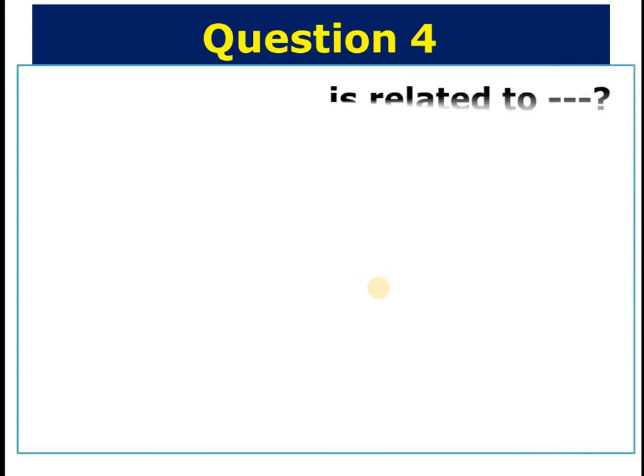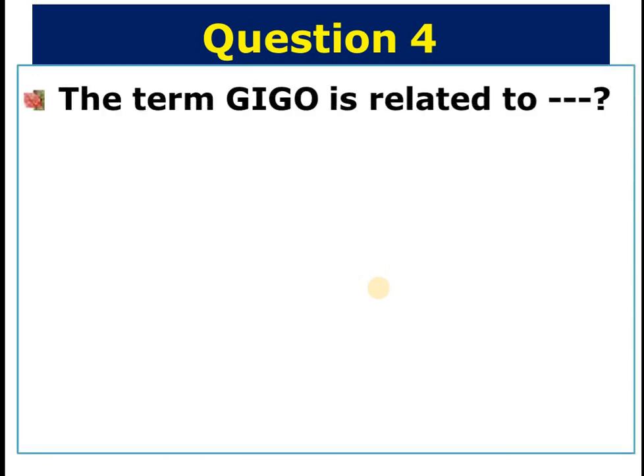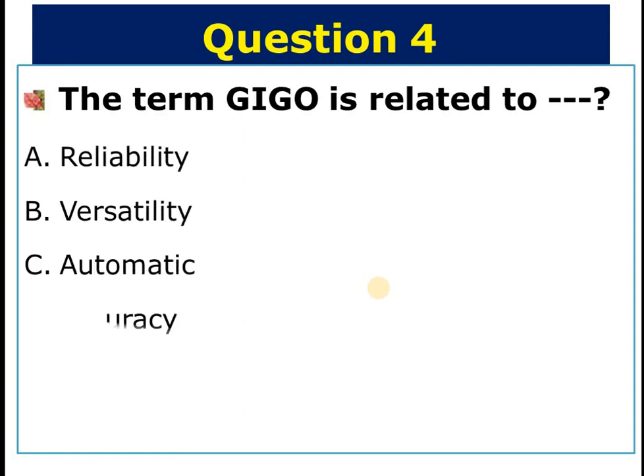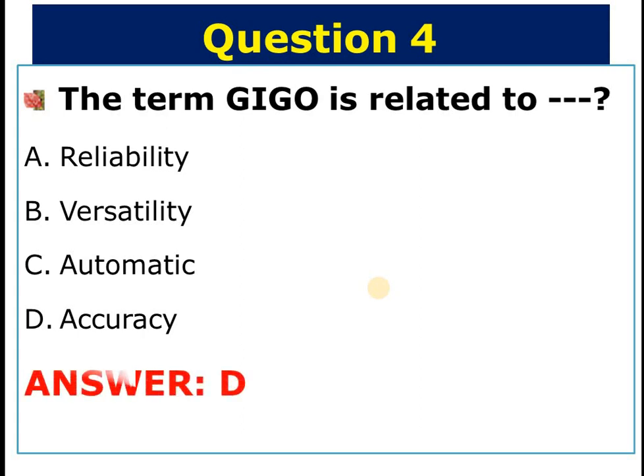Question number 4. Question number 4 is related to question number 3. The term GIGO is related to A. Reliability, B. Versatility, C. Automatic, D. Accuracy. The answer is choice D. This GIGO term is related to accuracy of the computer.